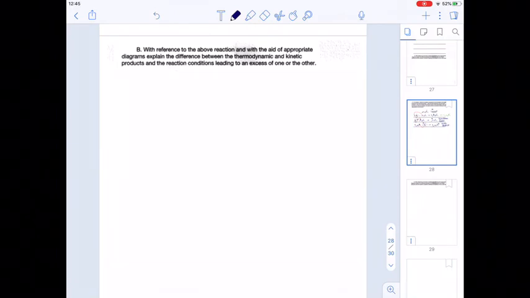Okay, so part B says, with reference to the above reaction and the aid of appropriate diagrams, explain the difference between the thermodynamic and kinetic products and the reaction conditions leading to an excess of one or the other. Okay, so for this one, although we've gone over this together conceptually, I'm going to give you O'Connor's exact answers because O'Connor's the one who makes the exams, so it would be most beneficial if you had his reasoning or his thought process. So first he draws out the thermodynamic product and the kinetic product for the above reaction.